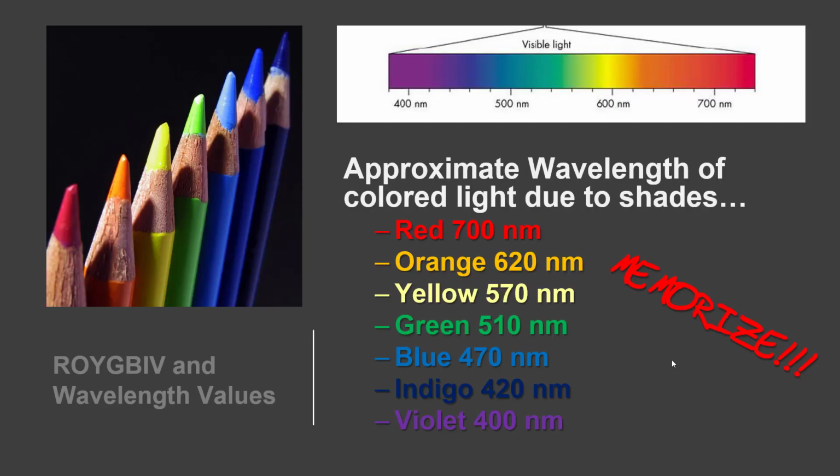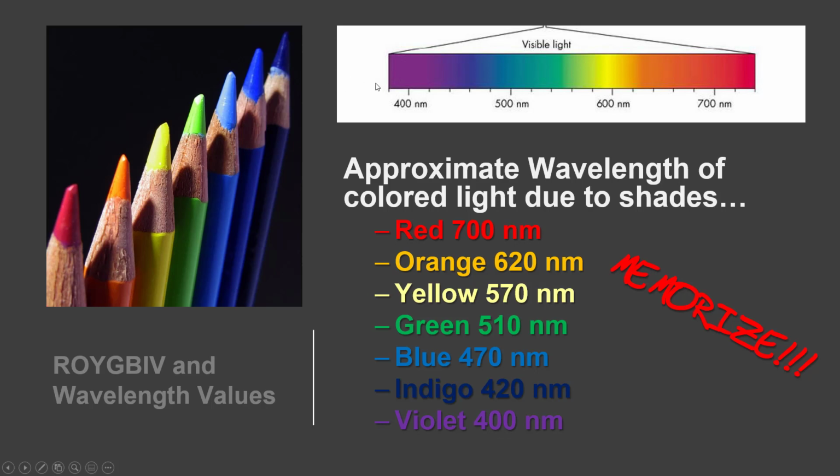Let's check this out. Here I have a bunch of colored pencils, and the color that we perceive in the pencil is the color of the light wave that is reflected back towards our eyes. You guys need to memorize this. So red will be approximately, remember this is going to be ish, 700 nanometers, orange 620-ish, yellow 570, green 510, blue 470, indigo 420, and violet will be about 400.